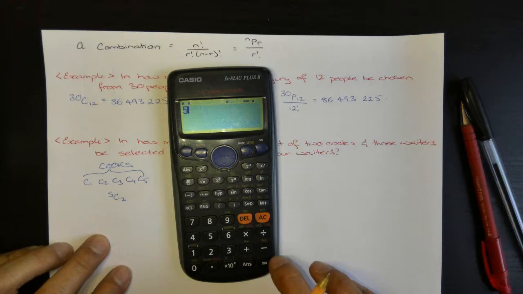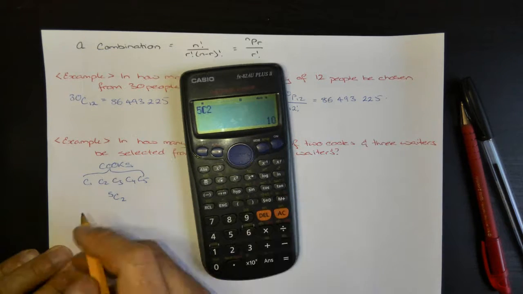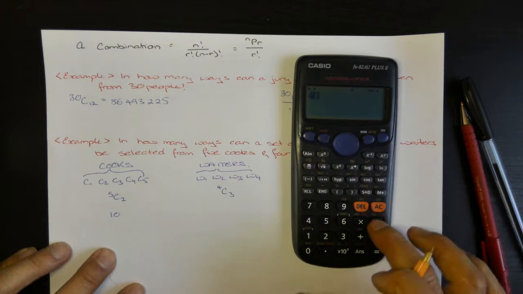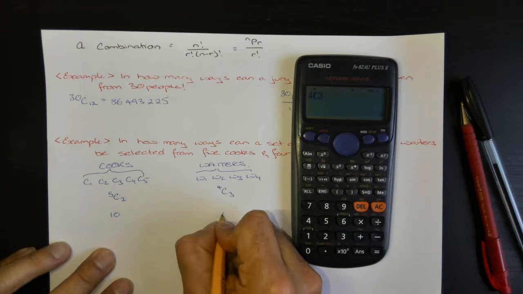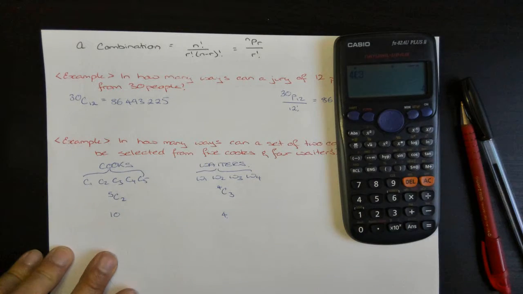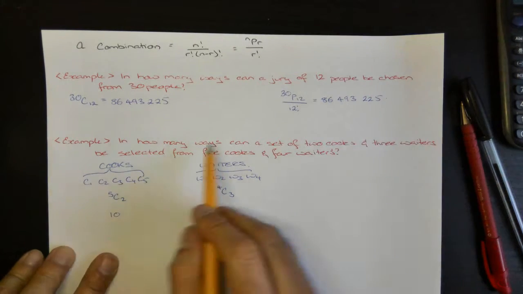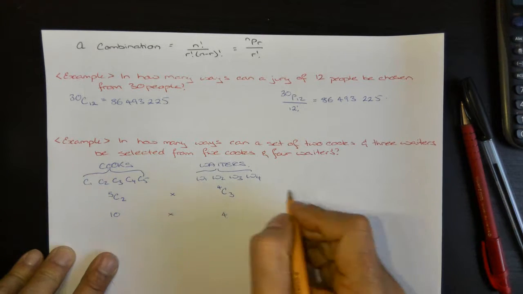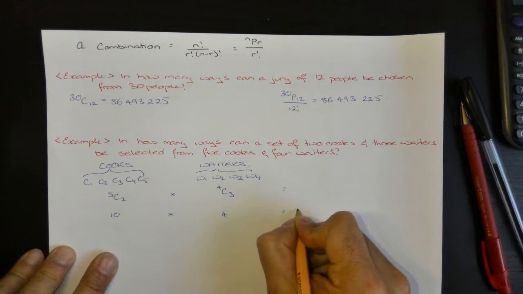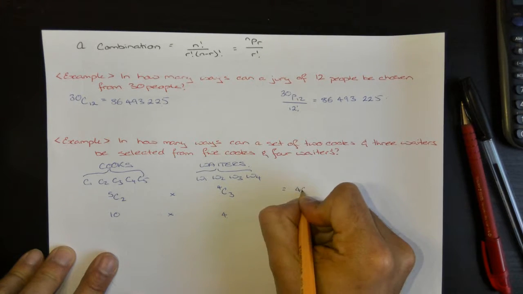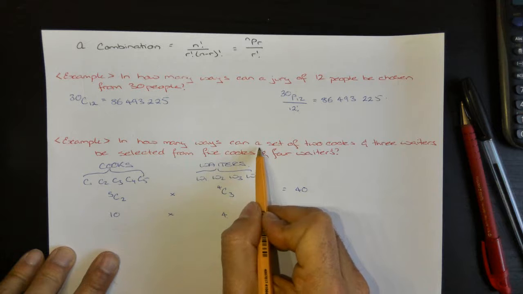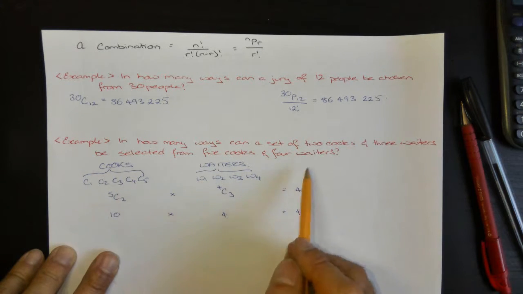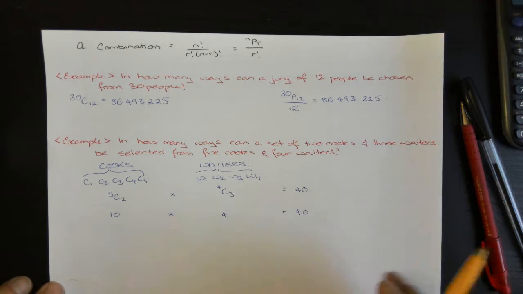So 5 choose 2, we get 10, and 4 choose 3, we get 4. And because we want a combination of both, all we're going to do is multiply those 2 solutions, and we get 40. So there are 40 different ways to select a set of 2 cooks and 3 waiters from 5 cooks and 4 waiters.